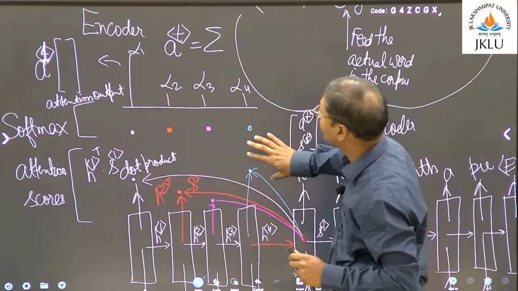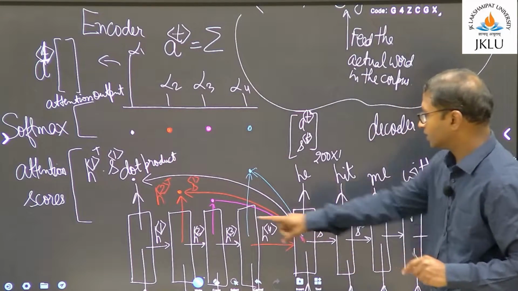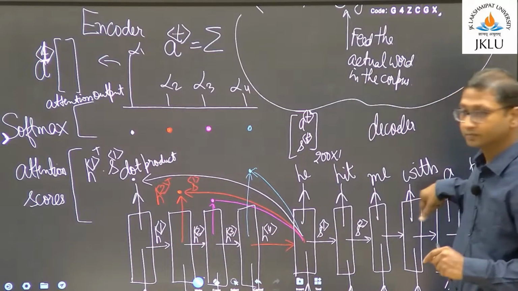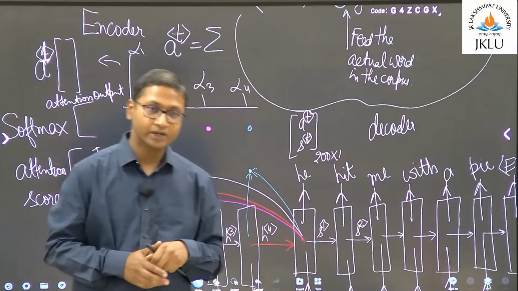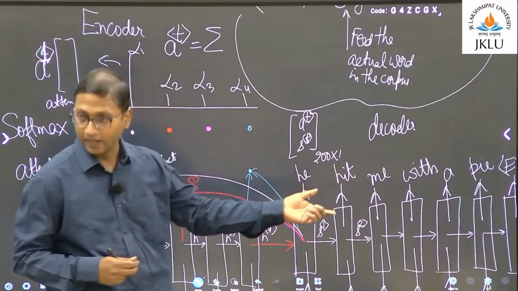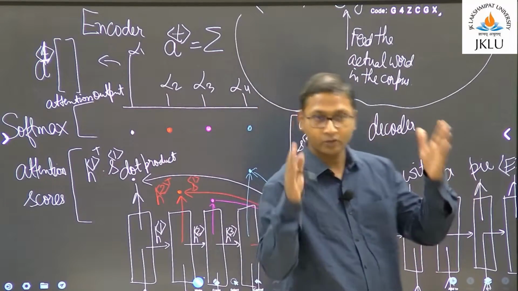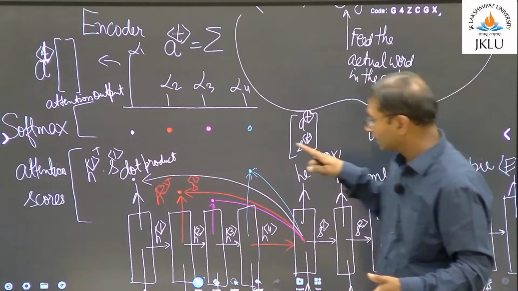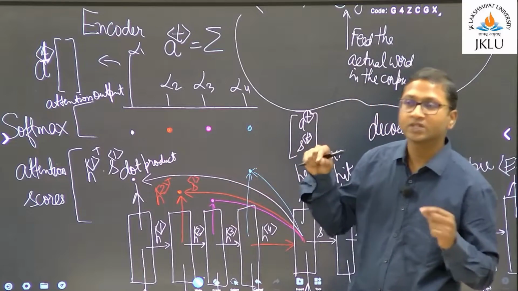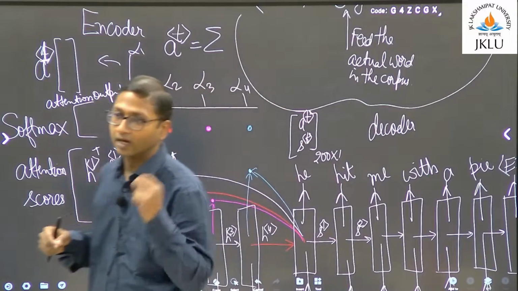So we had done, this was which architecture? Encoder decoder. But this encoder decoder is using RNNs. So there is an encoder RNN and then there is a decoder RNN. Now here what you are doing is you are using attention with RNNs.